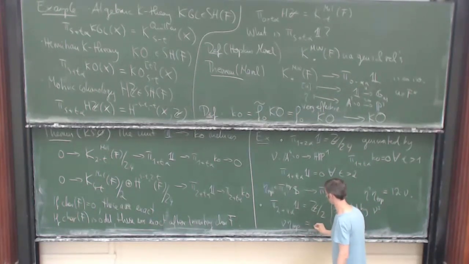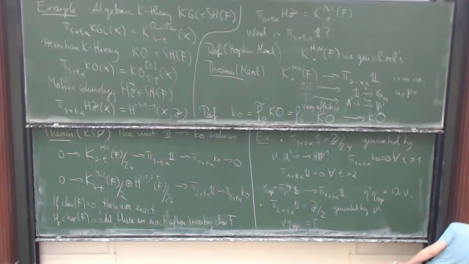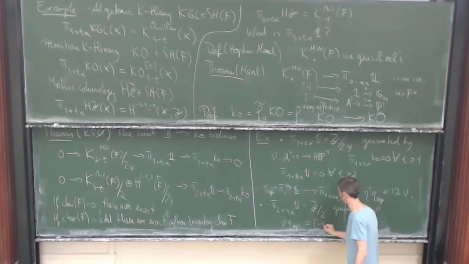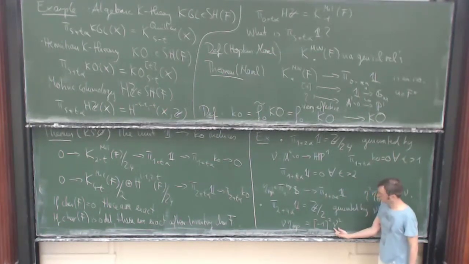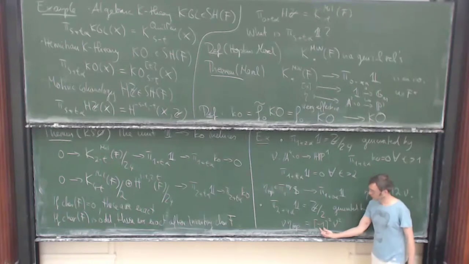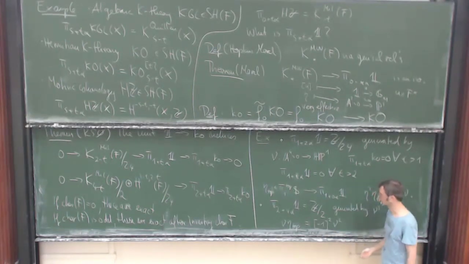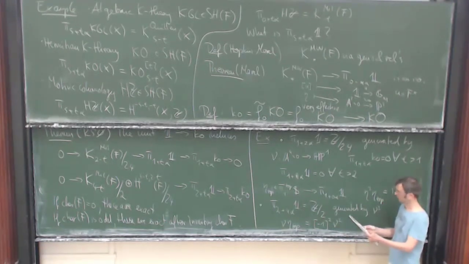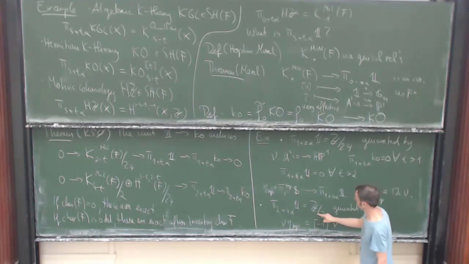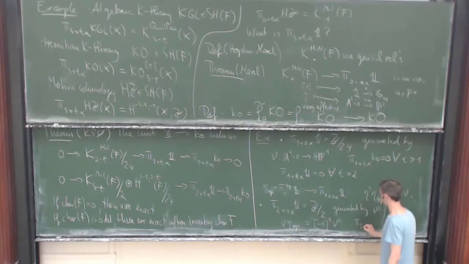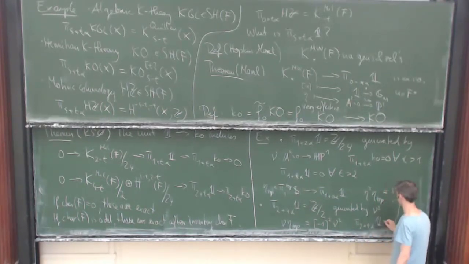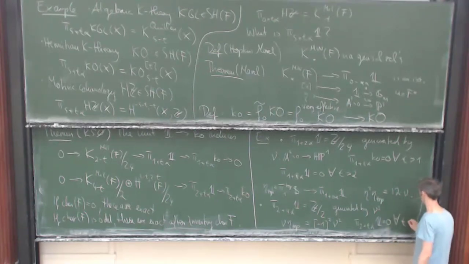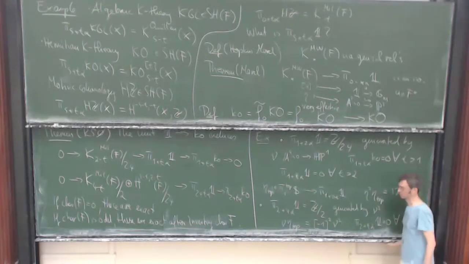But there's another element you can write down, namely, so this here is in pi 2 plus 4 alpha, and I multiply with minus 1 twice to bring it down, and these two agree. And this is again constant here, and pi 2 plus t alpha of the sphere is 0 for all t at least 5.